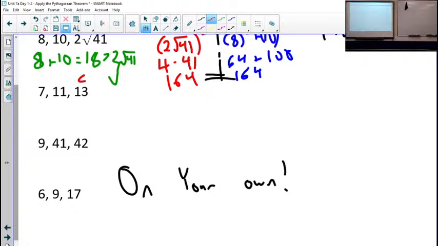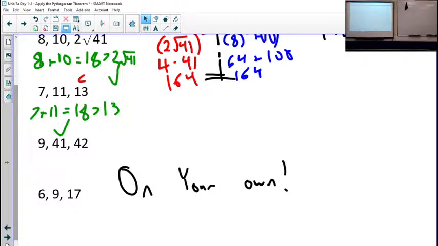It's 13. And the first thing we need to check before we do anything else is that if I add the two shortest sides, it's bigger than the longest side. 7 and 11 is 18. Is that bigger than 13? All right. Fantastic. We can do the rest of the problem.